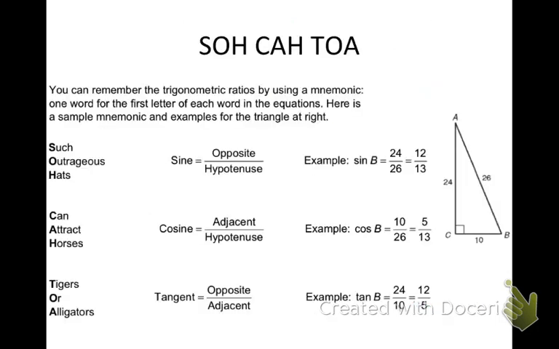First thing we're going to look at today is you can remember the trigonometric ratios by using a mnemonic device. Does anyone remember the most popular mathematic mnemonic device? PEMDAS. Please excuse my dear Aunt Sally is a mnemonic device. Now, you can make up a mnemonic device. Most people just say SOHCAHTOA, which is kind of a popular thing within itself. But if you look here, such outrageous hats can attract horses, tigers, or alligators. Now, it'd be cooler if it was like lions, tigers, and bears, but it's not.